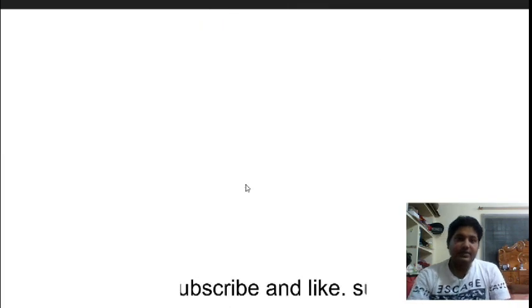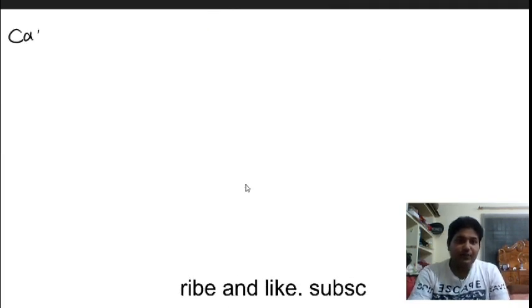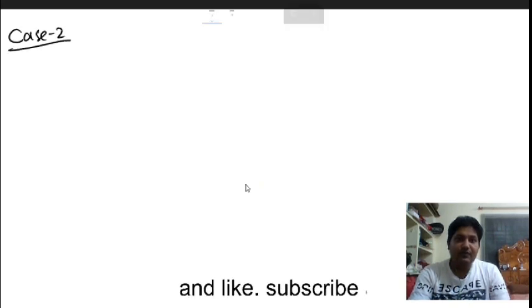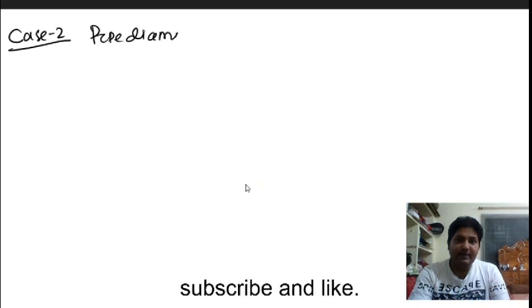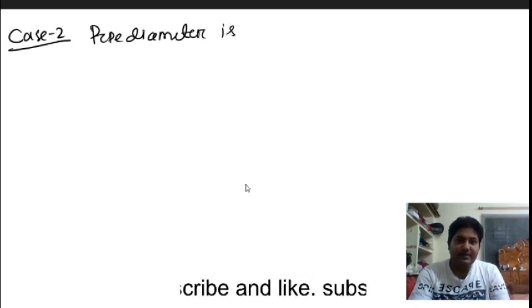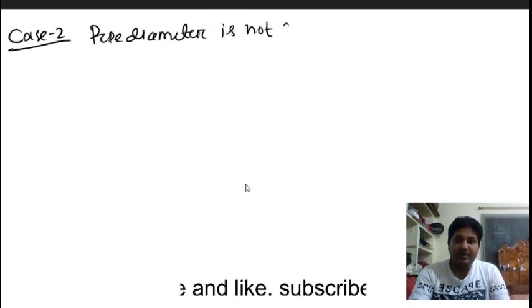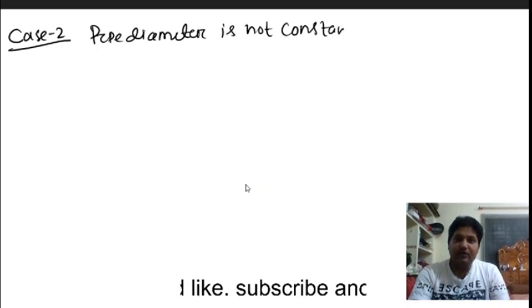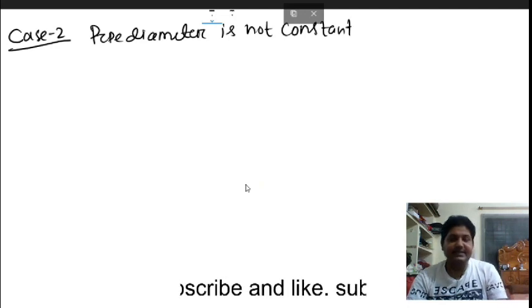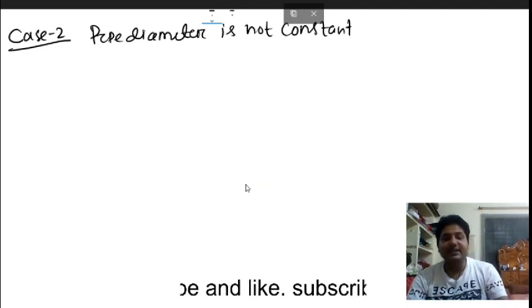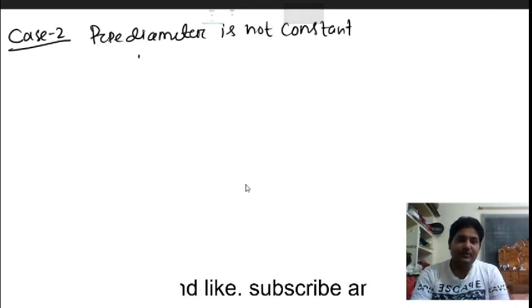So now case 2. In case 2, the pipe diameter is not constant. Not constant means it is non-uniform, which means the pipe diameter is changing at certain sections of the pipe. So suppose this is my figure.